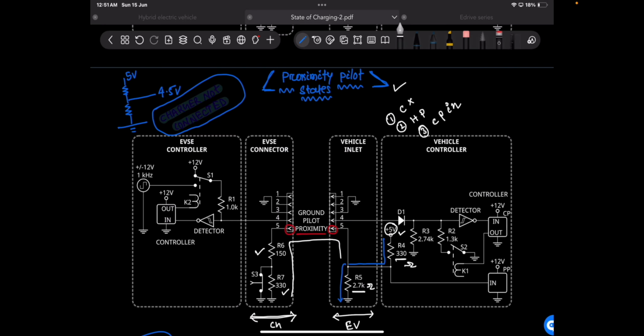When the charger is not connected, this connection will not be there. So how are we able to determine the voltage? We will be determining the voltage at this point with the help of some detector. The vehicle is detecting in this case. Here is the 5 volt supply that you have, here you have this 330 ohm resistor, and here you have the 2.7k resistor. Based on this calculation, you will get a voltage of 4.5 volt at the proximity pin. So this is the reading that we are getting.